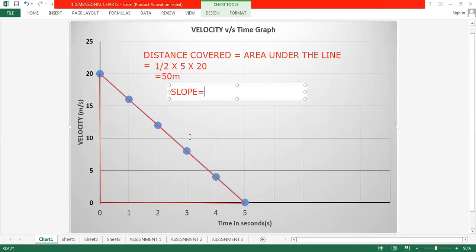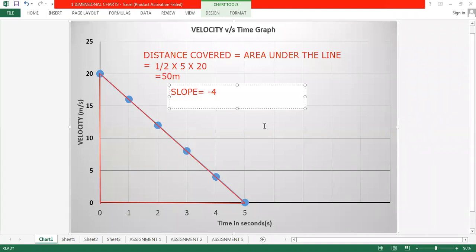Very good, Krish. Yes. If you do it properly, you will find the slope is not 4. The slope is -4. The slope of this line is not 4, children. The slope of this line is -4. Now, what is the magnitude of retardation? The magnitude of retardation is 4. But my slope is coming minus.